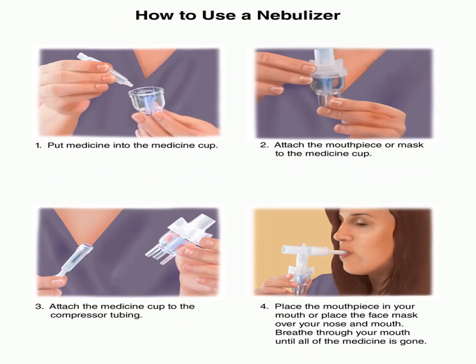This shows you, of course, how to use a nebulizer. So, of course, with the nebulizer, you put the medication into the medication cup. You attach the mouthpiece or mask to the medication cup. You attach the medicine cup to the compressor tubing, and then the patient places the mouthpiece in their mouth, or places the face mask over their nose and mouth. They have to breathe through their mouth until all of the medication is gone, so there's nothing else left in the medicine cup.